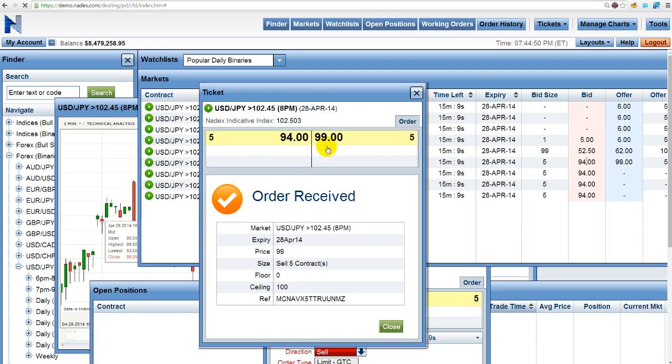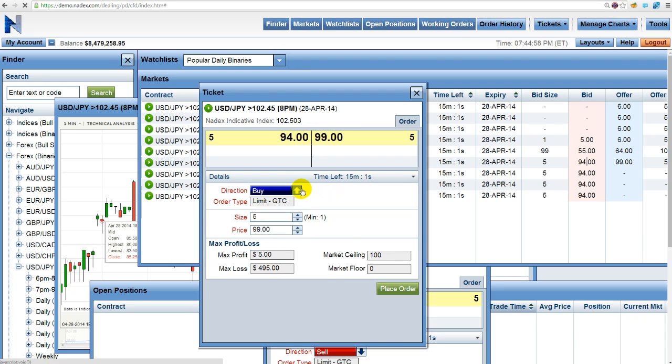So right now 102.50 is the price. It's greater than 102.45. So therefore, if I'm buying, it's in the money. It's already greater than the strike price. If I'm selling, it's less than or equal to, it's out of the money.